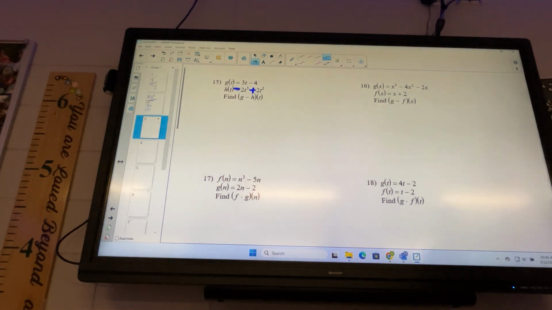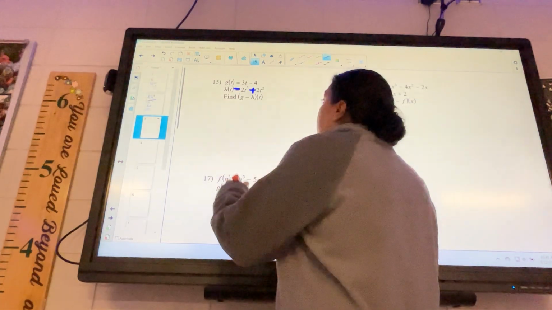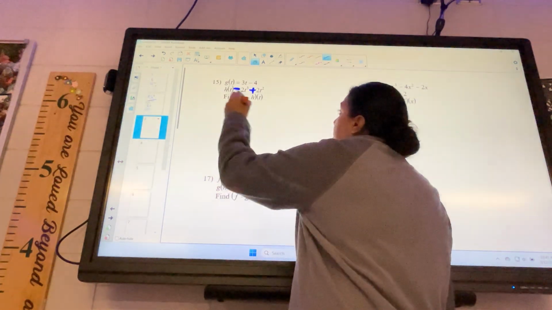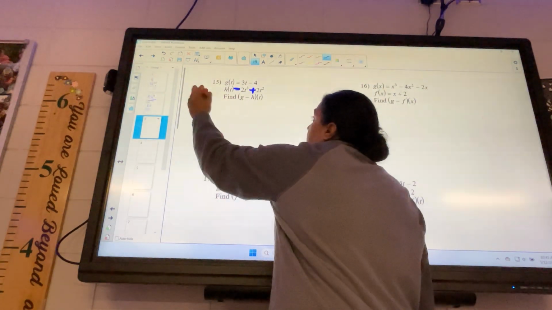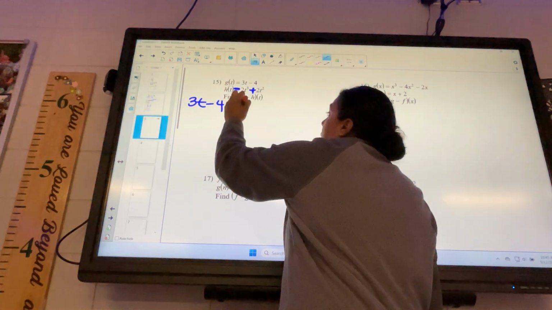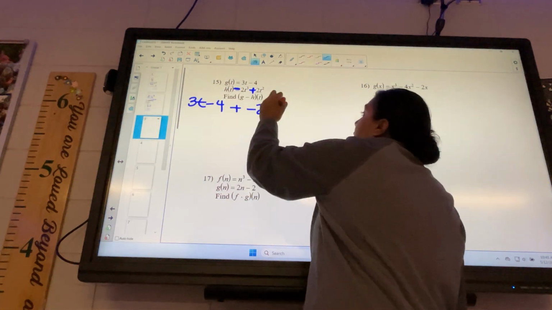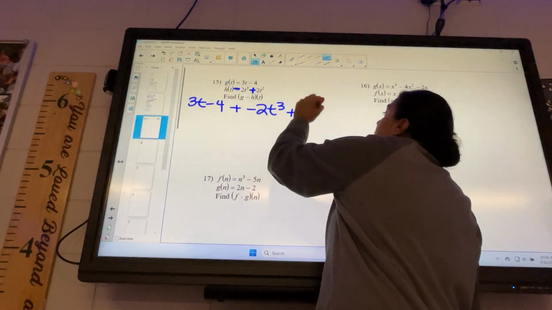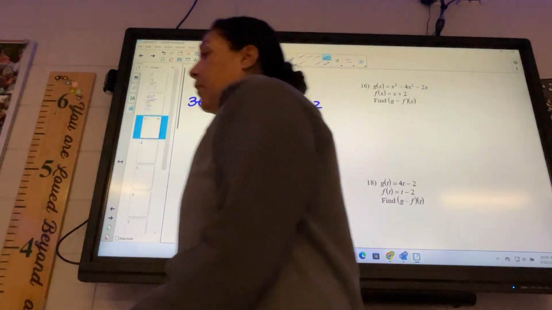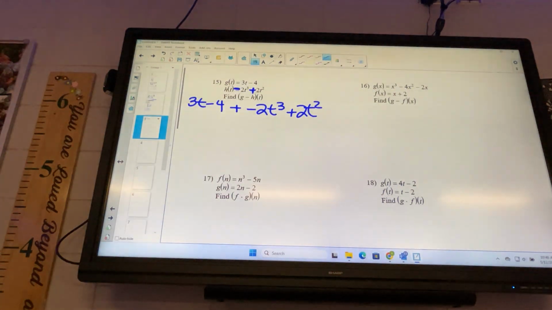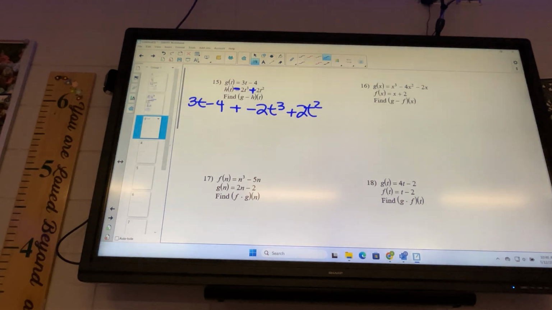If you need to write yourself a note, that's totally up to you, okay? And then it's going to end up just being an addition problem. So it's going to look like 3T minus 4 plus negative 2T3 plus 2T2. All we did was change the signs on the second one. That's all we did. And now it looks just like the last problem that we did, okay?